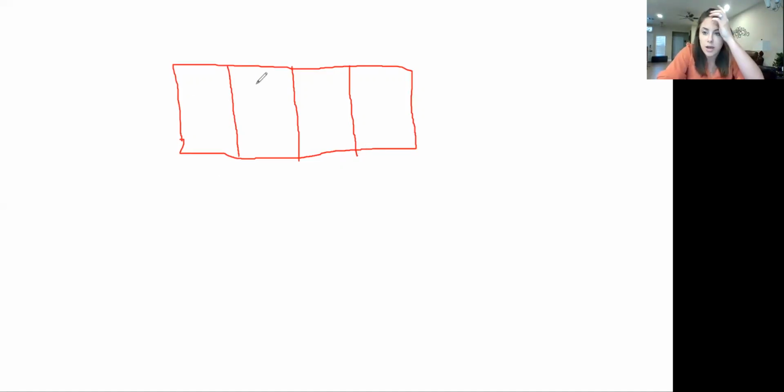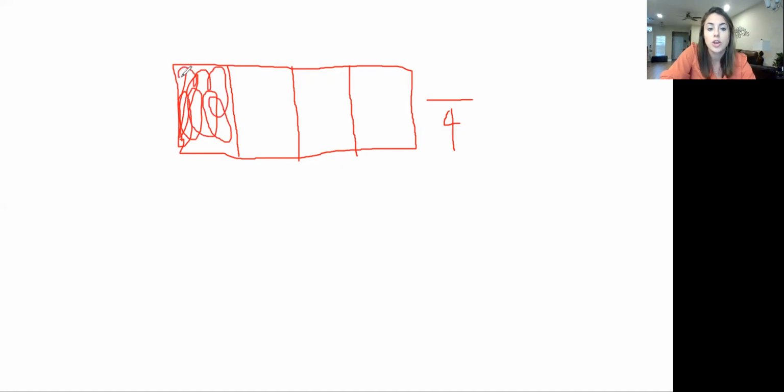Now, if this were my whole, and I know that 4 parts make my whole, I know that 4 is going to be my denominator, because those 1, 2, 3, 4 parts make up my whole. But with a unit fraction, if we remember, we are only looking at one part of the entire whole, or in this case, it would be 1 out of 4, or 1/4 of the whole. The same is true with any denominator that we use.